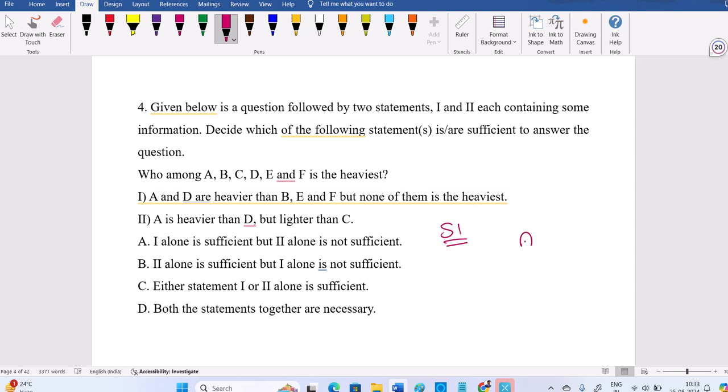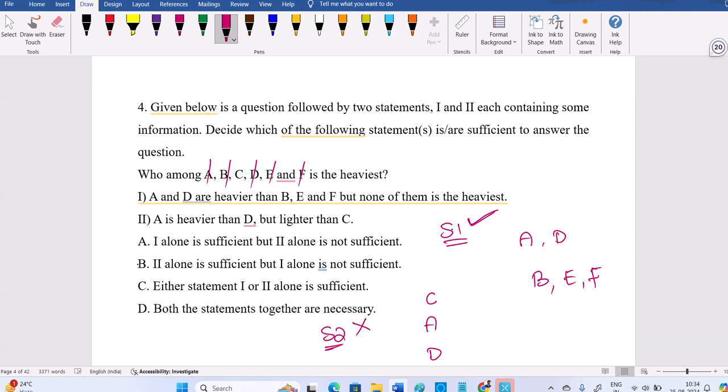A and D are heavier than B, E, F. Okay. So B, E, F are not heaviest. None of them is heaviest, but none of them is heaviest means A and D are also not heaviest. C is heaviest. I can decide with one alone. What about two alone? Sir, two alone. I know A is heavier than D, but lighter than C. But I cannot decide who is the heaviest because it's not about the remaining people.